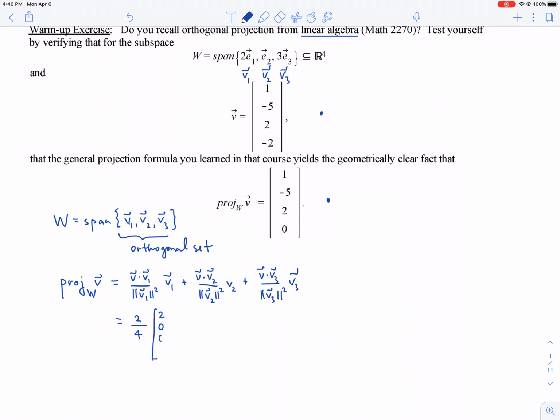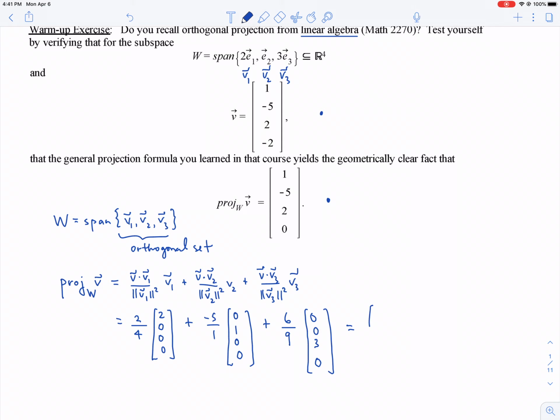v1 is 2, 0, 0, 0. v2 is E2, v dot 0, 1, 0, 0 is minus 5. v2 is already a unit vector. v dot v3 is 3 times the third entry of v, which is 6. Magnitude of v3 squared, 3 squared, is 9. And v3 is 0, 0, 3, 0.